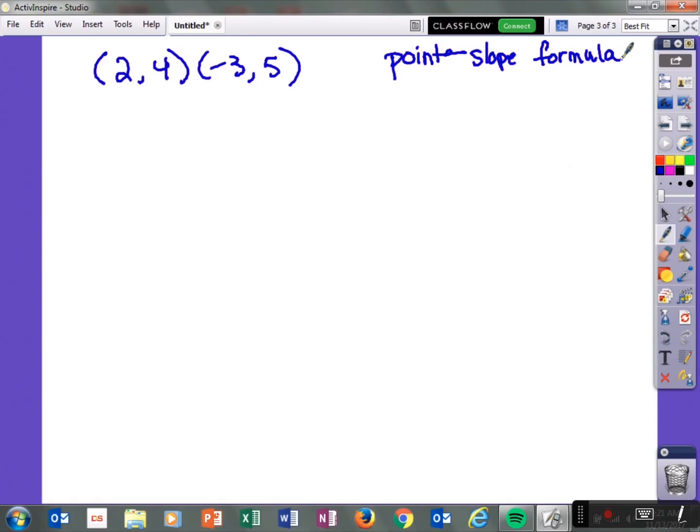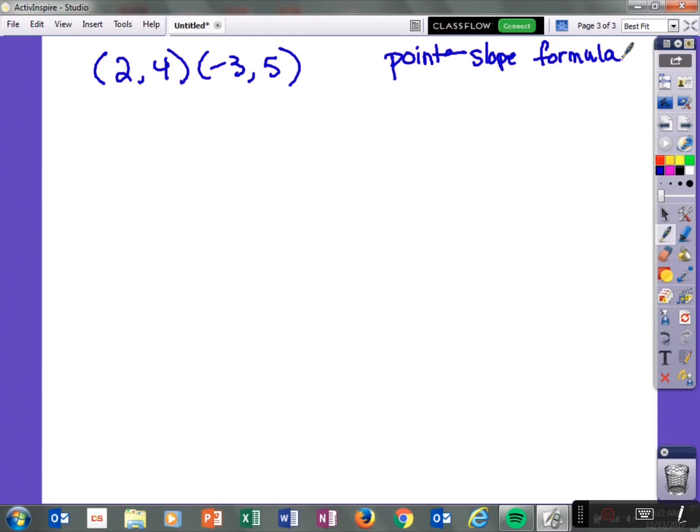Alright? So what 2 things do you think we're going to need for point slope? A point and a slope. Well, we have 2 points, right? Do you think it matters which one we use? No, it doesn't. Okay? And how can we find the slope? By putting the numbers together in the slope formula, right? y2 minus y1 over x2 minus x1.